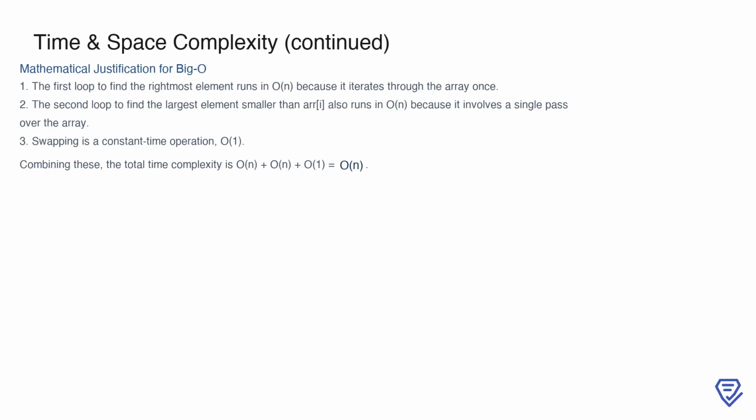To mathematically justify the big O complexity of the solution, consider each step individually. The first loop, which identifies the rightmost element greater than its neighbor, iterates through the array once, resulting in O(n). The second loop, which finds the largest element smaller than the chosen one, also iterates through the array once, contributing another O(n). Finally, swapping the two identified elements is a constant time operation, O(1). When we combine these steps, the total time complexity becomes O(n) plus O(1), which simplifies to O(n). This analysis confirms that the solution operates in linear time, making it highly efficient for large input sizes.